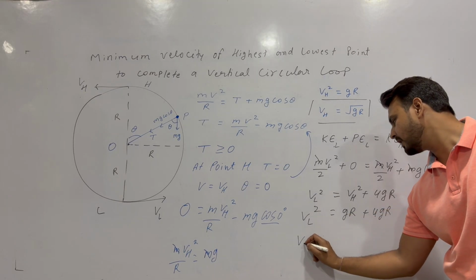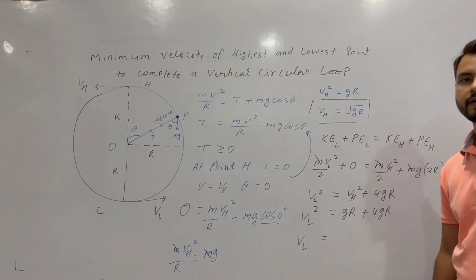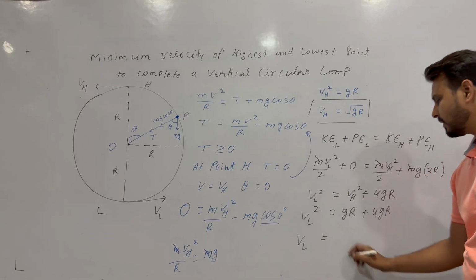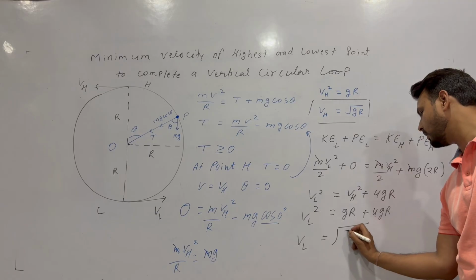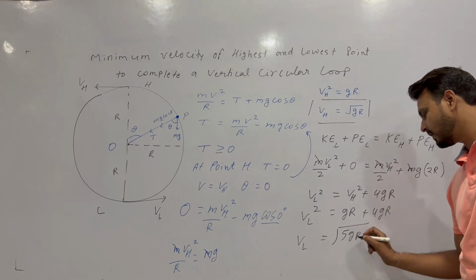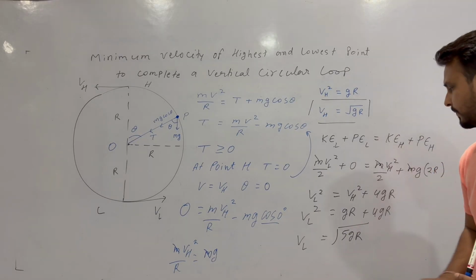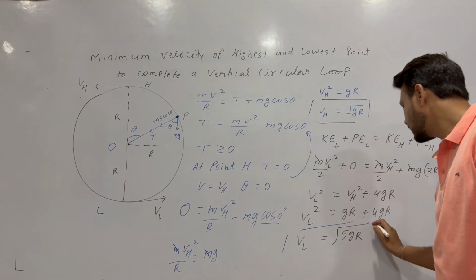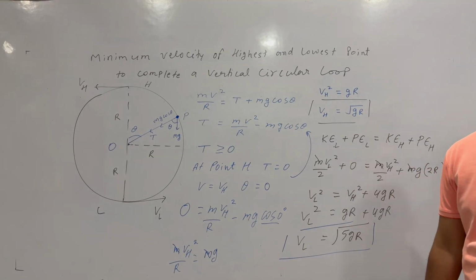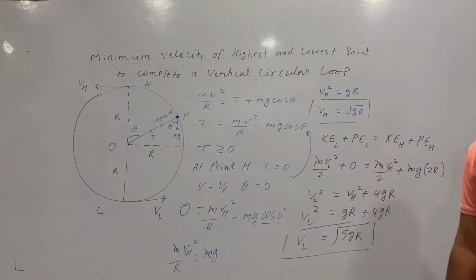So what will be the possible velocity at the lowest point to execute the vertical circle? It will be equal to square root of 5gr. So using these two conditions, we can solve the problems which are based on the motion of a particle in a vertical circular loop.